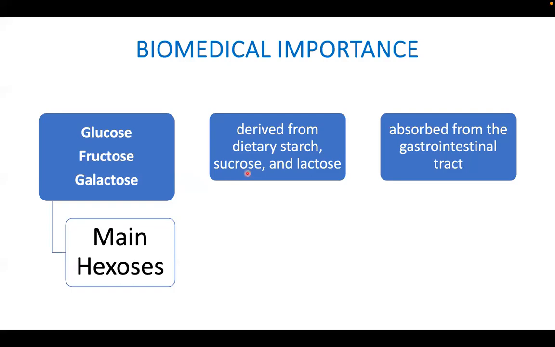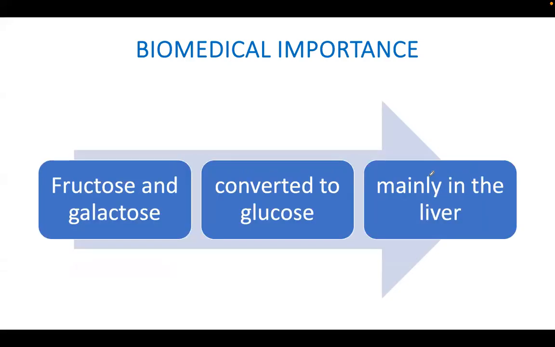And these hexoses would be absorbed from the gastrointestinal tract. Now, the fructose and the galactose will be converted into glucose. And this conversion of fructose and galactose would basically occur in the liver.